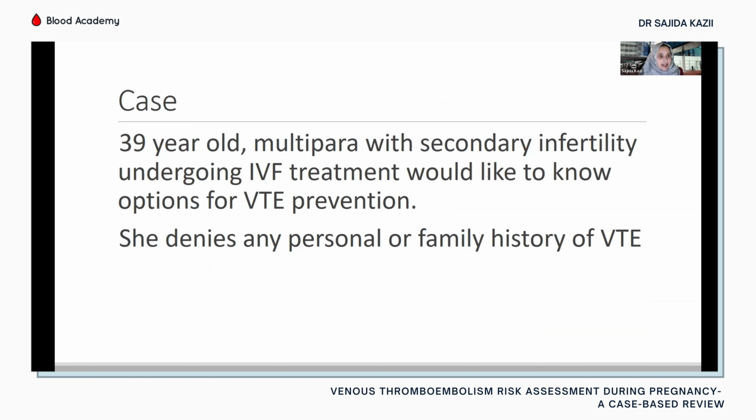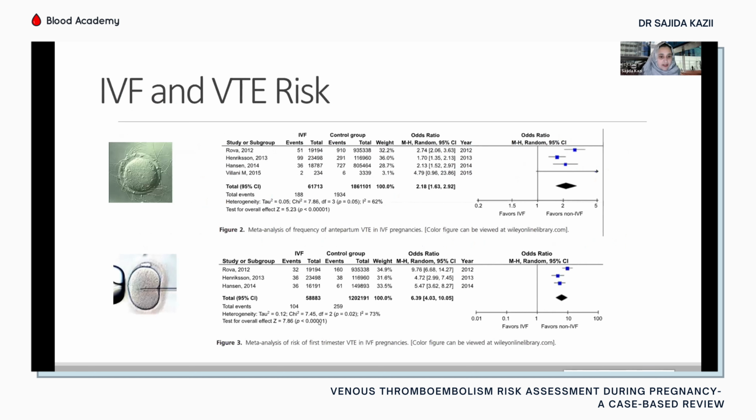So our next case is a 39-year-old who is a multipara, and she's coming with a history of secondary infertility, undergoing IVF treatment, and she would like to know the options for VTE prevention. She doesn't have any personal or family history of VTE. So here we are looking at what the risk factors for VTE are in women who are undergoing assisted reproductive therapy. So IVF and VTE risk.